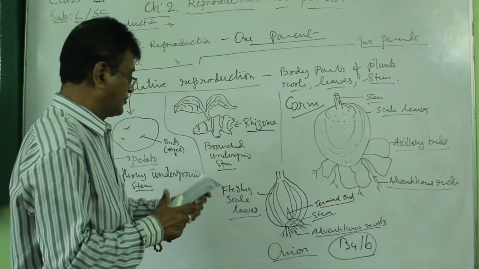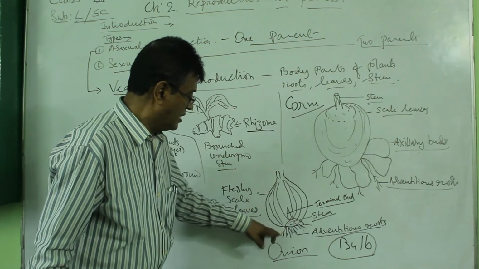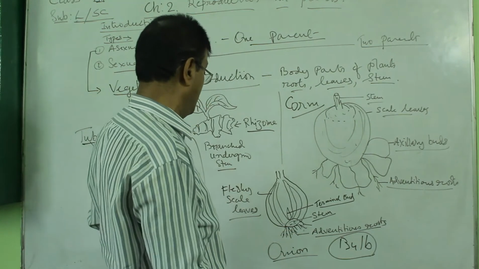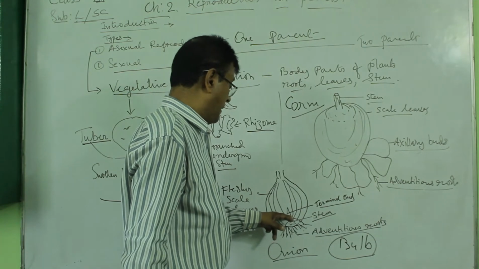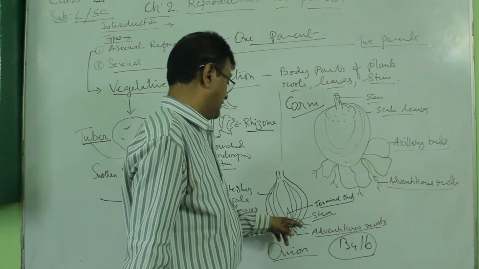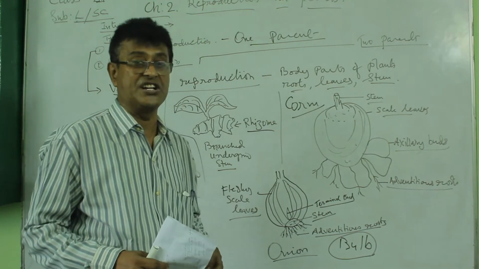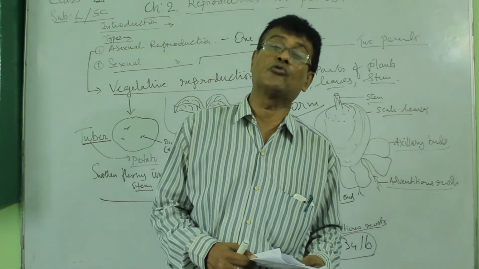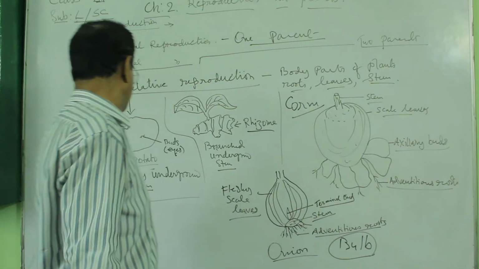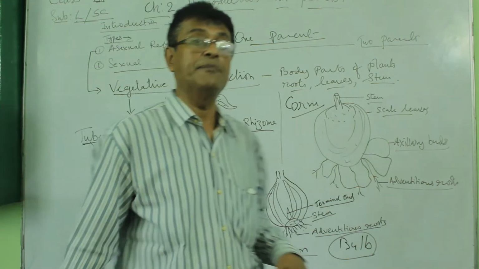So what is happening here? You see, this is the stem, and it is almost all underground. And here you see the roots have come out from there, adventitious roots, because there is no primary root here. And you see there is a terminal bud over here, which allows the plant to grow. Surrounding that, there are scale leaves. The scale leaves are very fleshy, and they are used for cooking various vegetables. So this is an underground stem, and it comes under vegetative reproduction.